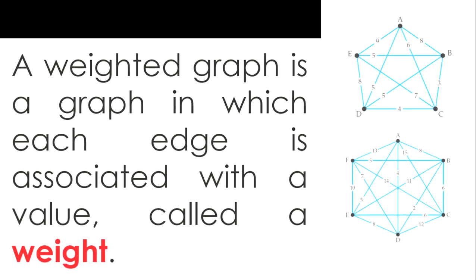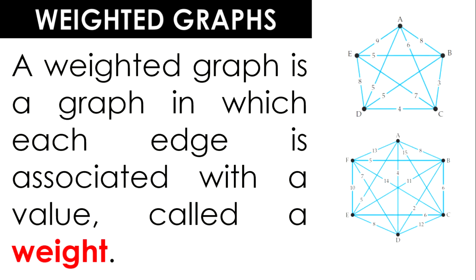Again, earlier we discussed weighted graphs. A weighted graph is a graph in which each edge is associated with a value called the weight. So remember, each edge has a weight as a value. But it does not correspond to the length of the edge and its value. Meaning it's not to scale. Sometimes it's not to scale.